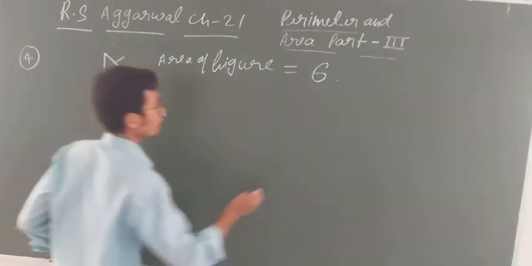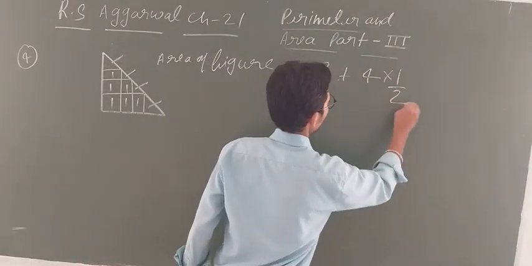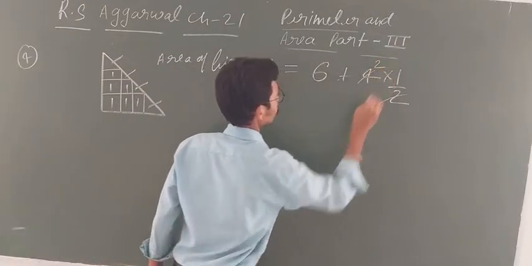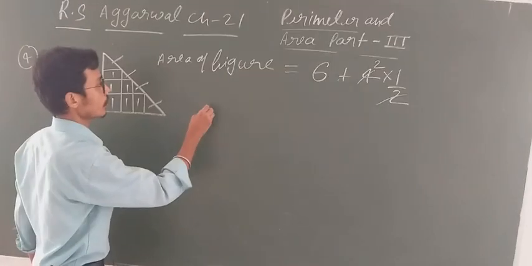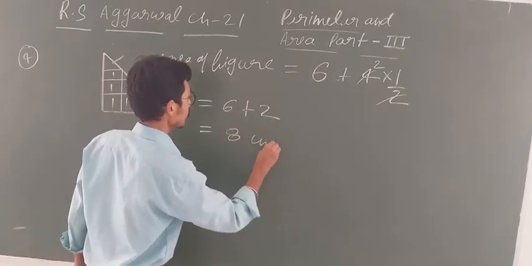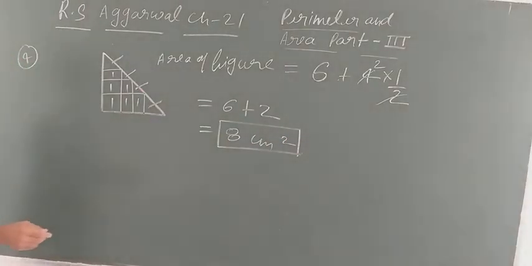Okay. Yani 4 halves means, student, 4 multiplied by 1 upon 2. Clear to everyone? Now this will become what? 2 2s are 4. Clear? So area of figure equal to what? 6 plus 2 equal to 8 centimeter square. Clear, student? I think this is clear, because you have to find out the area of the figure.